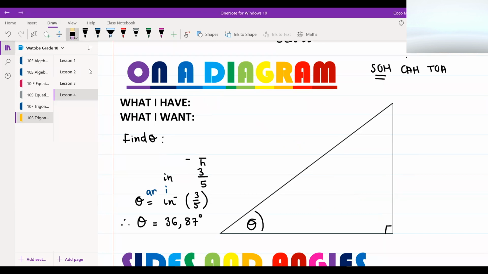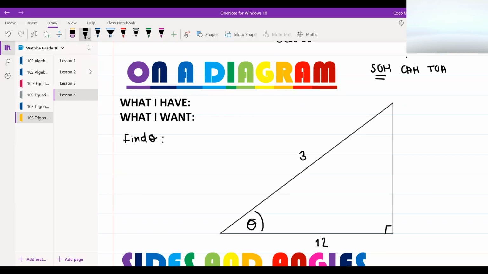All right, the instruction is still find theta, but now this is the information I'm going to give you guys. This side over here is equal to 12, and this side over here is equal to 35. I want a volunteer. Anybody? Come on, y'all. Notando, how are you? I'm good, and you, ma'am? Excellent, thank you, my sweetie.